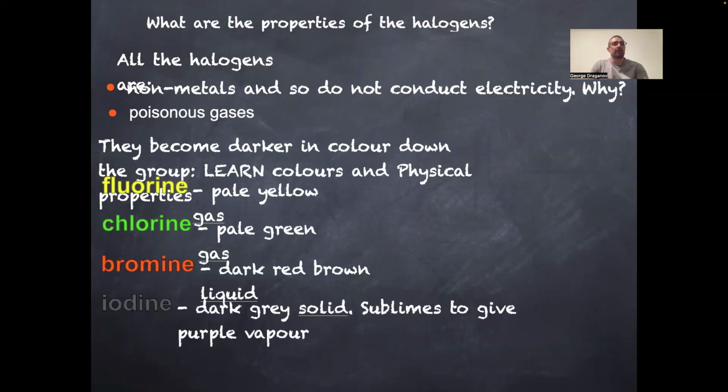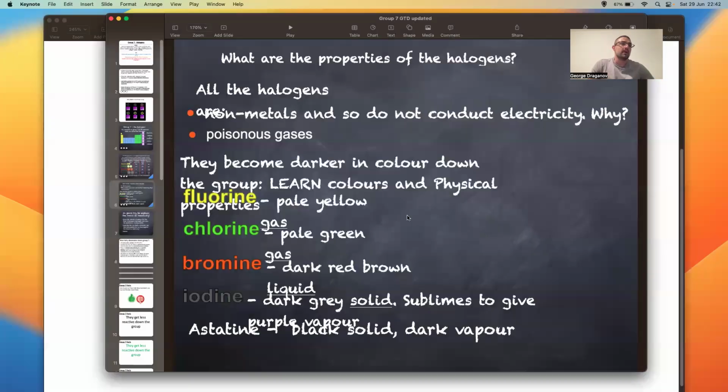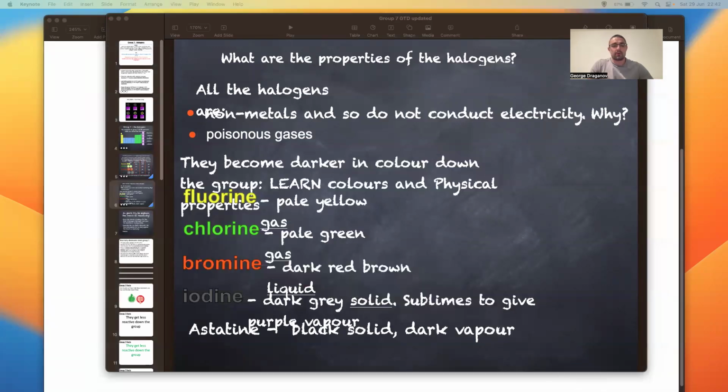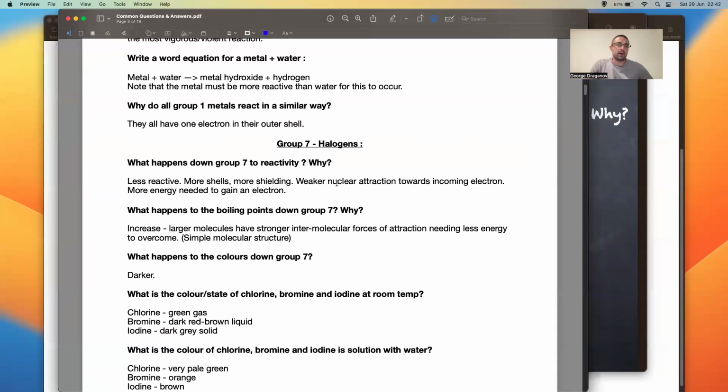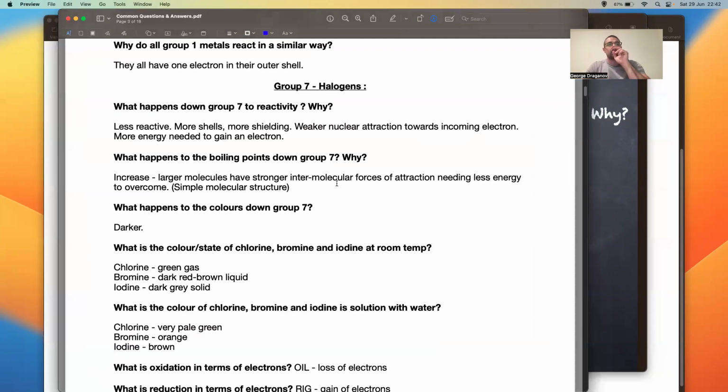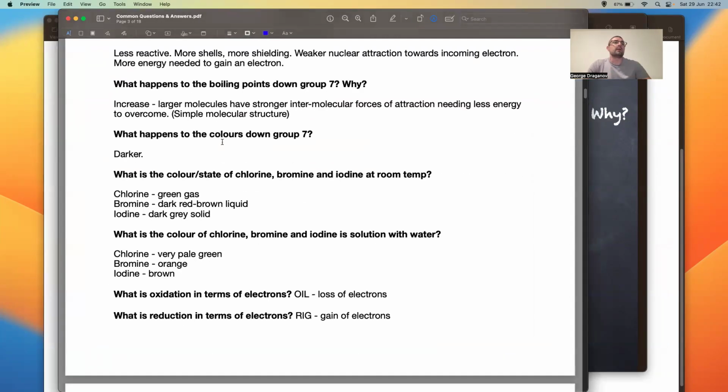Now, this font hasn't come out very well. So what I'm going to do for this section is I'm just going to show you the answers of the common questions and answers notes that you have, because this has the essential points. As you go down group 7, the colors get darker. And the first one, chlorine, is a green gas. Bromine is a dark red-brown liquid. And iodine is a dark gray solid, which makes astatine a black solid. Now, that's their normal state.